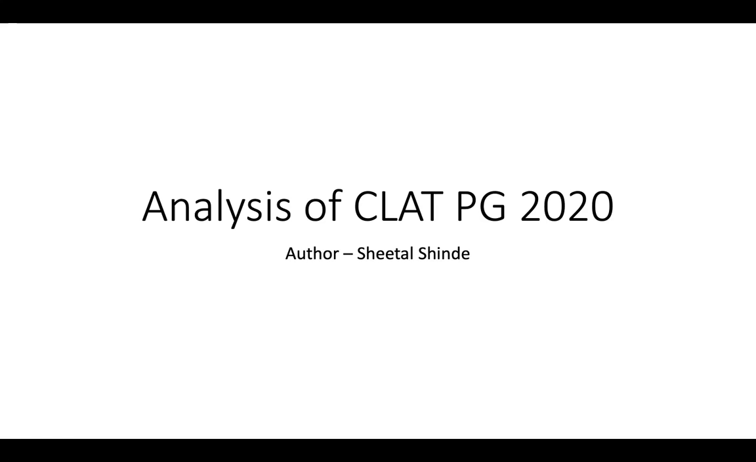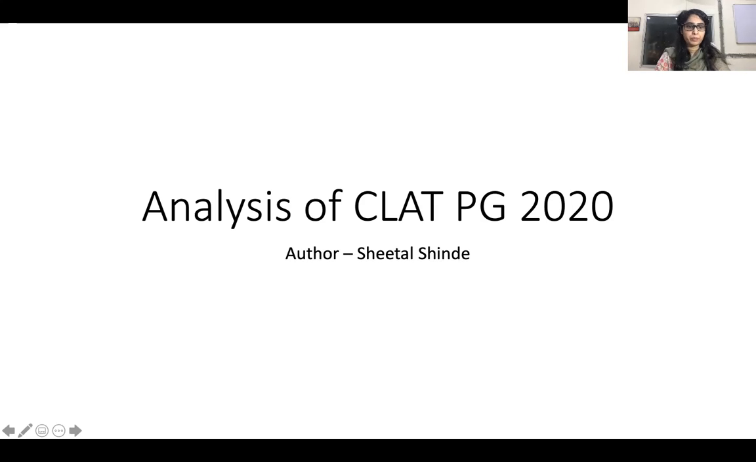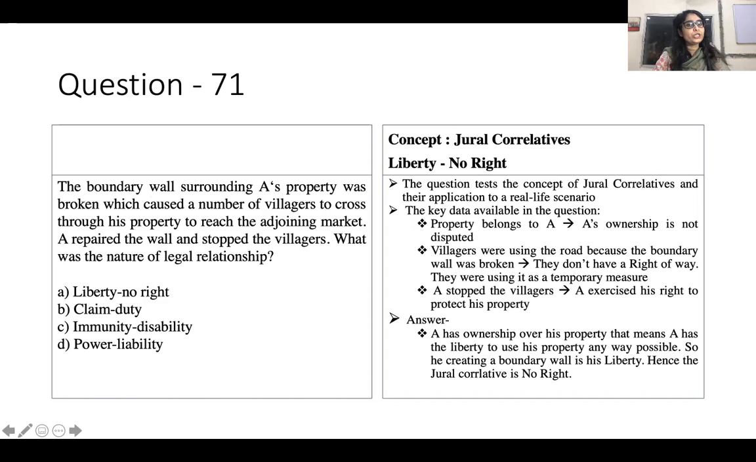Okay, so now I have just brushed up your knowledge. Let's start with the analysis of the paper. The first question, the 71st. The question says the boundary wall surrounding A's property was broken, which caused a number of villagers to cross through his property to reach the adjoining market. A repaired the wall and stopped the villagers. What was the nature of the legal relationship here? The options given are liberty, no right; claim, duty; immunity, disability; power, liability.